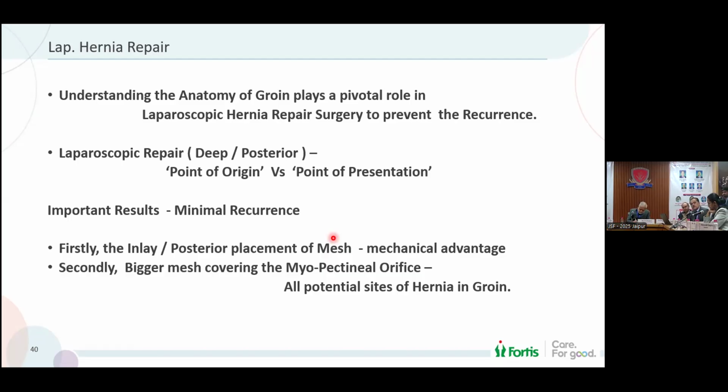Firstly, the inlay posterior placement of mesh gives a mechanical advantage. There's a Pascal's law of hydrostatic pressure that indicates that posterior mesh repair is the better repair for all kinds of hernia. Secondly, bigger mesh covering all the potential sites of myopectineal orifice.